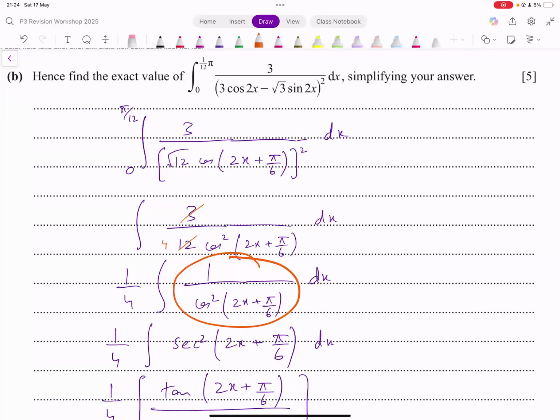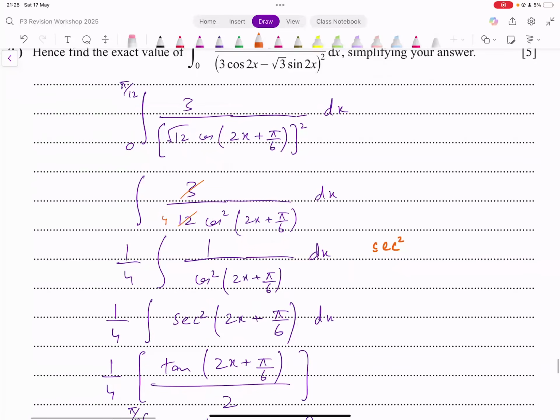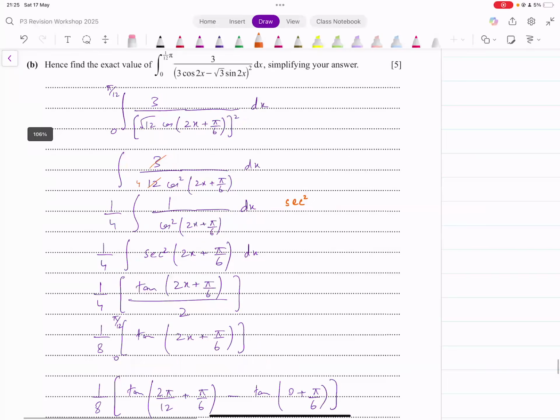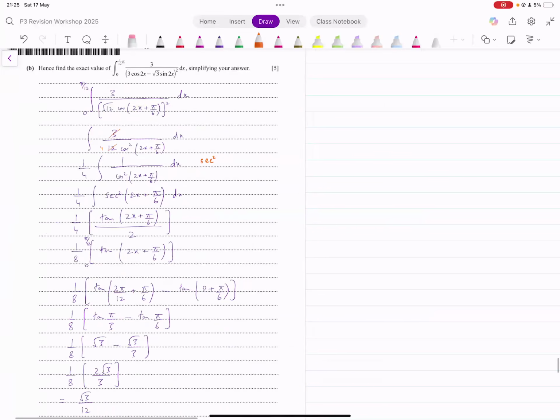1 over cos square. When you have cos square in the denominator like this, we could bring that to the numerator so that it becomes secant square. And we know how to integrate that directly. Integration of secant square is tan. We integrate that, and then we just input those limits and get our result from that.